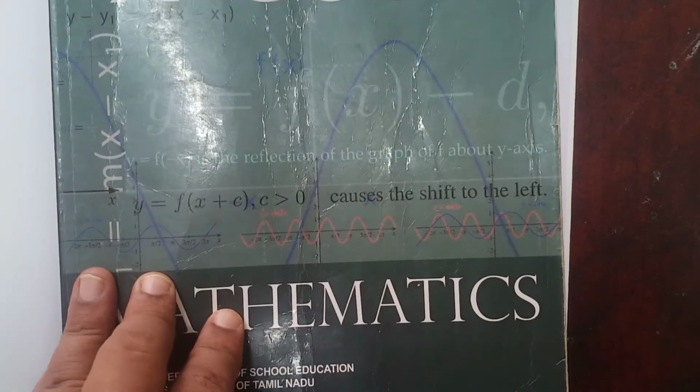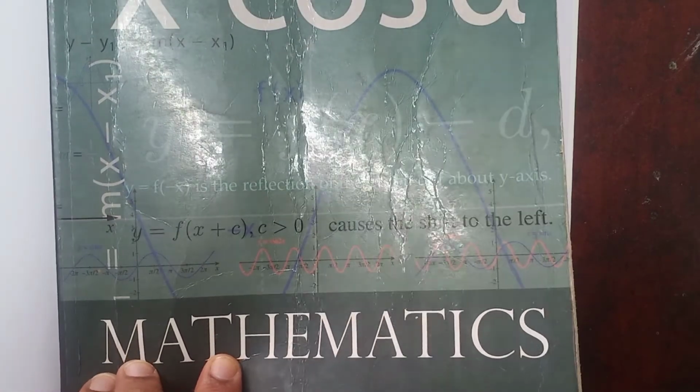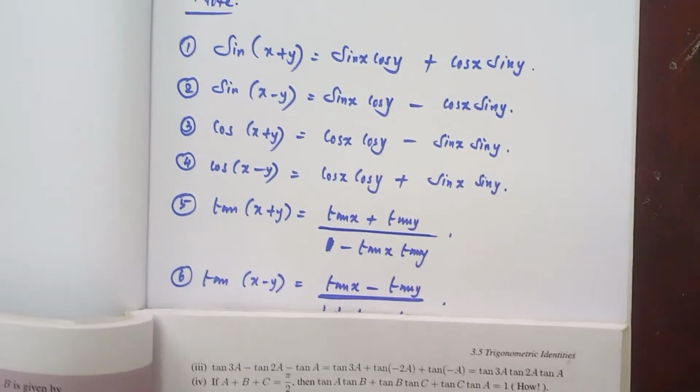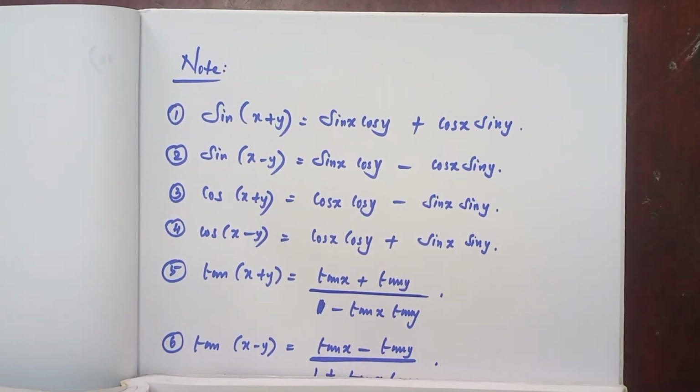11th standard mathematics, chapter number 3, exercise 3.4. Before getting to that exercise, you must know some trigonometric identities.